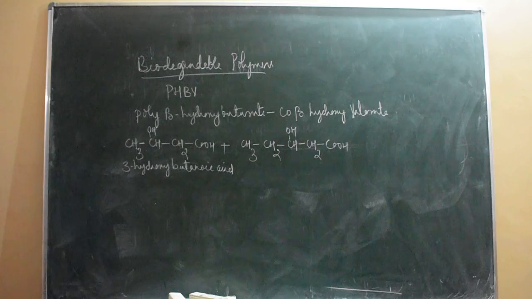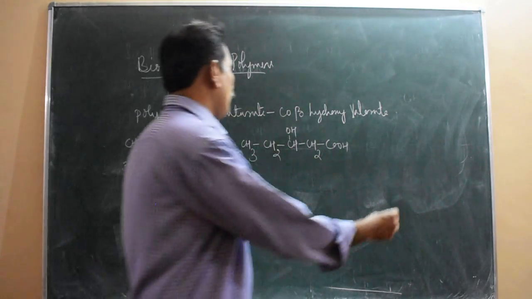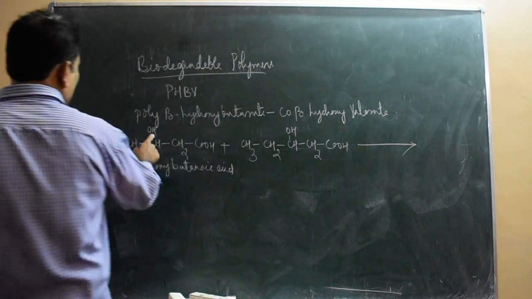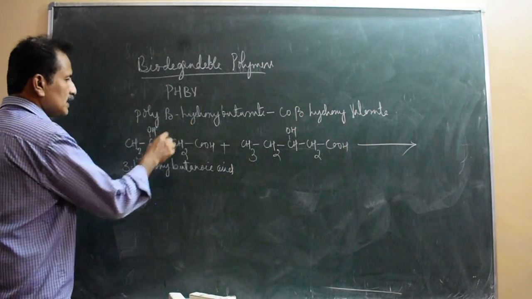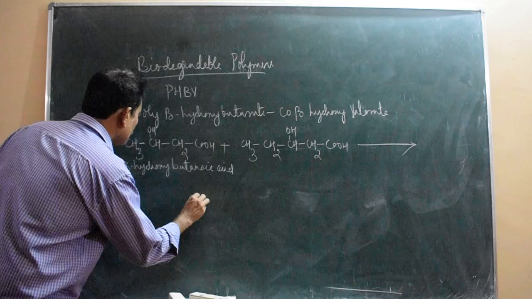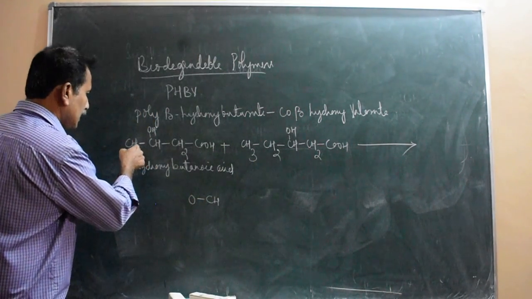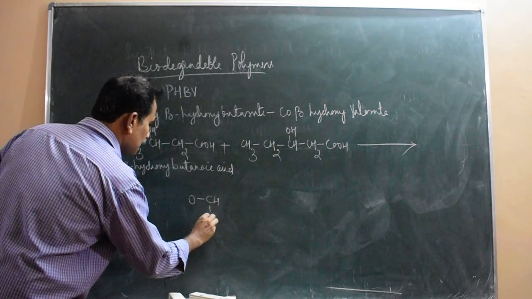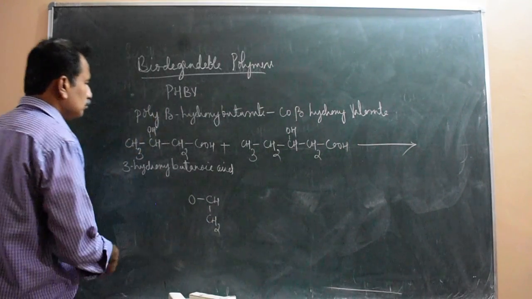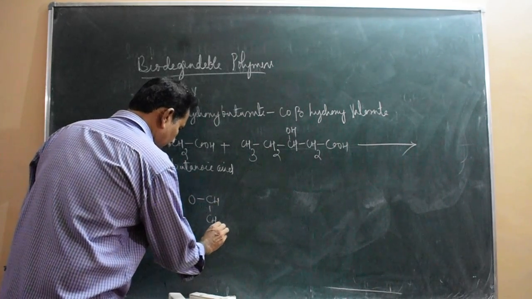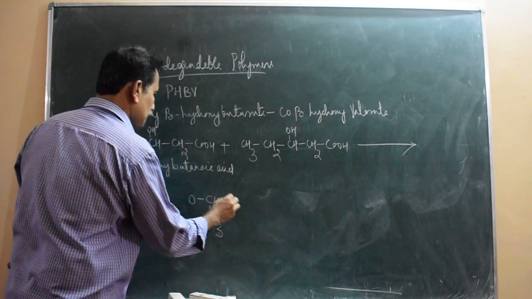Okay, and you will get, I'll write this down. So take this O out, remove this H, get O dash CH, take this down, you will get CH2, CH3 sorry, dash CH2.